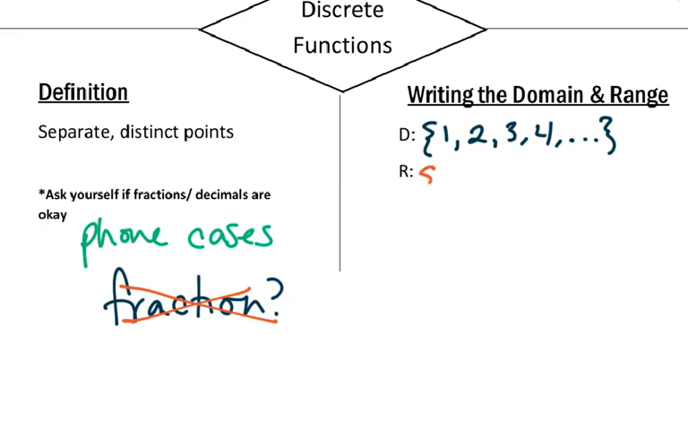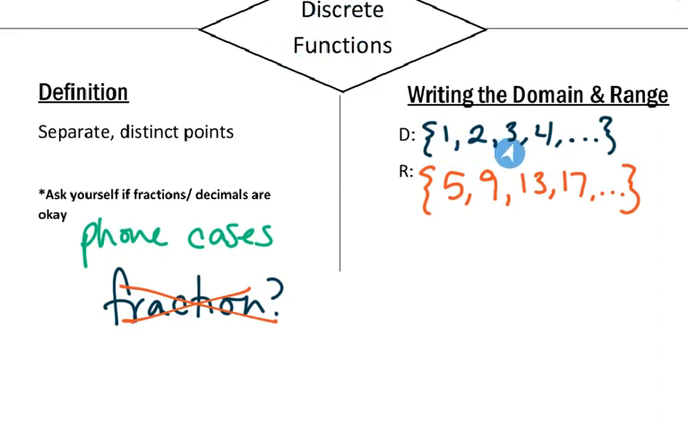My range is my y's. That was the output. I plugged in my numbers and out came my y values. So the first cost was $5 for a cell phone case, $9 for the next one, 13, 17, and the cost would keep going up forever. So this is how we would write a discrete function.